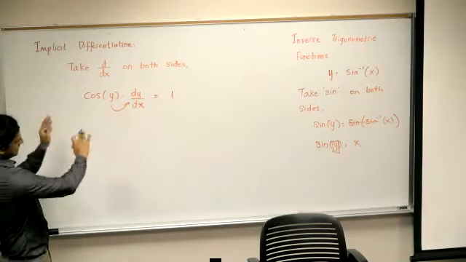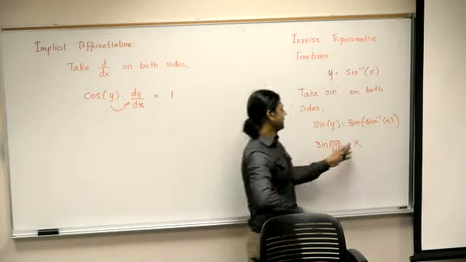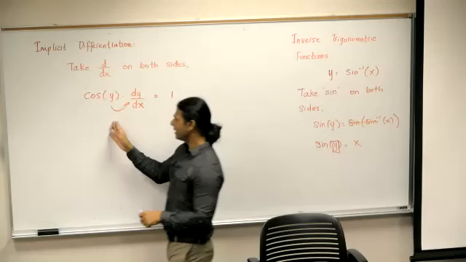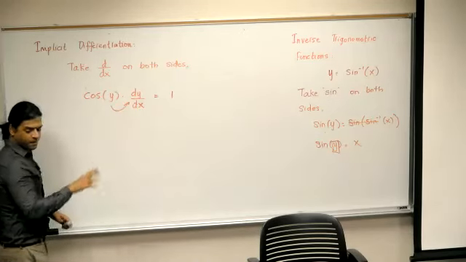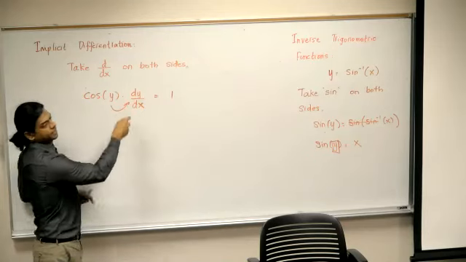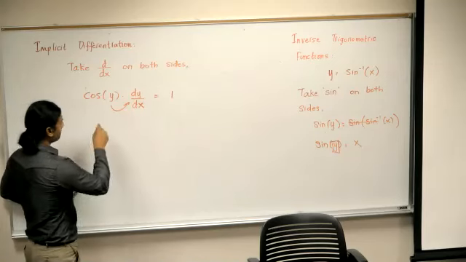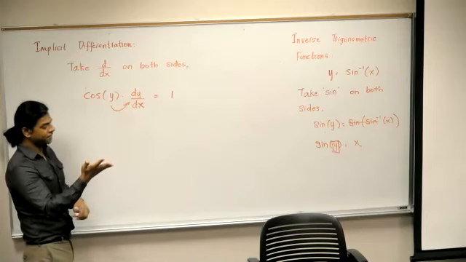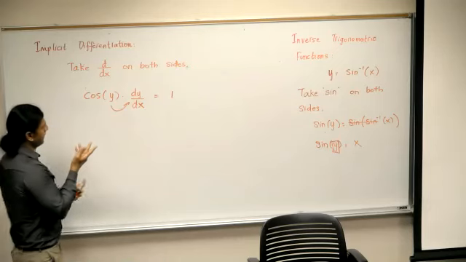All I did is take the derivative on both sides. Right hand side is straightforward. Derivative of x is 1. Here, I have to use implicit differentiation. The key part is multiplying by dy over dx. That's the most important point. Anytime you take the derivative of y, multiply by y prime.